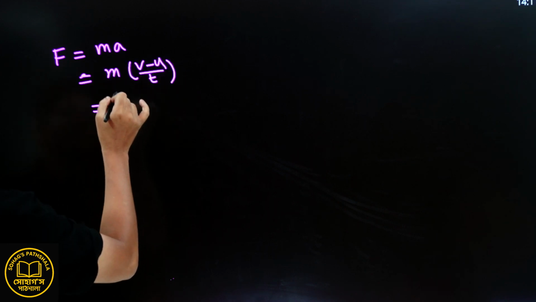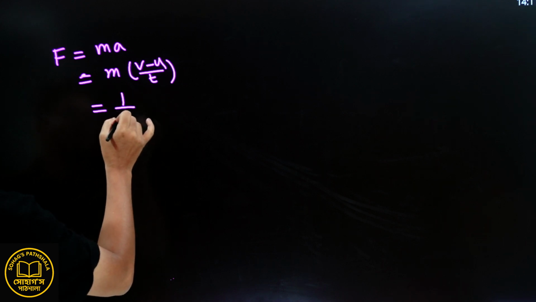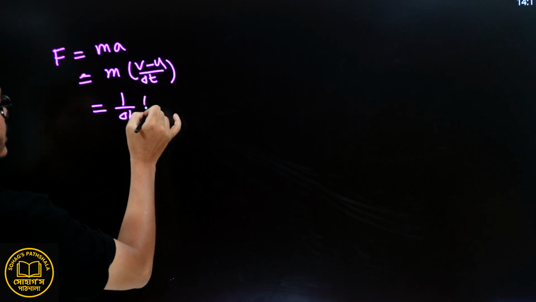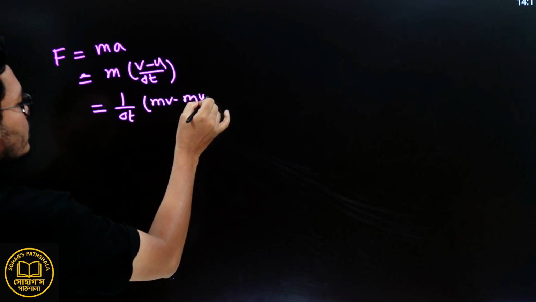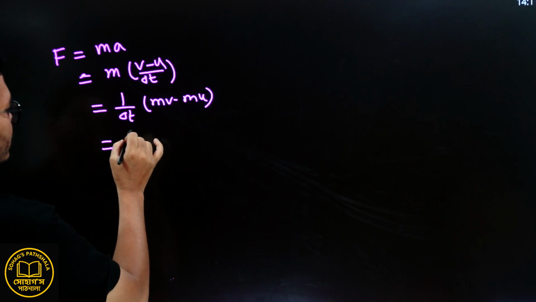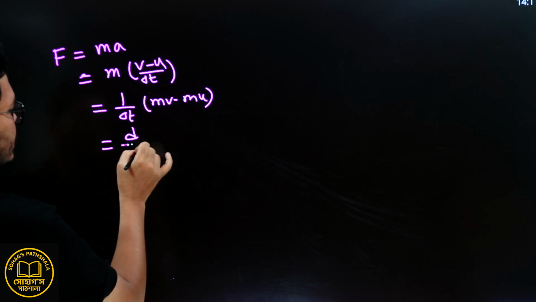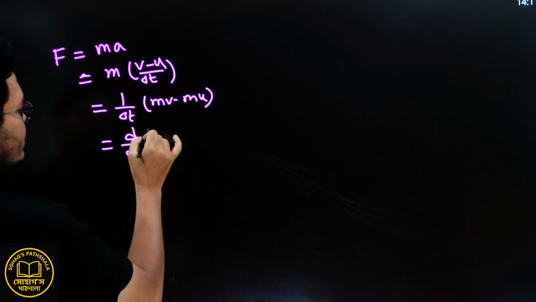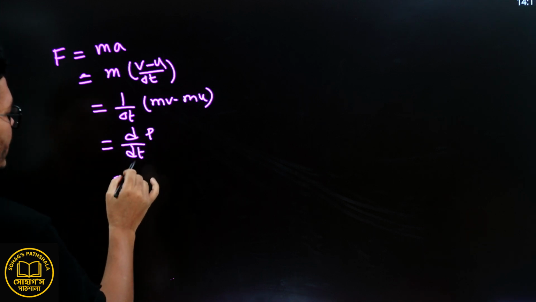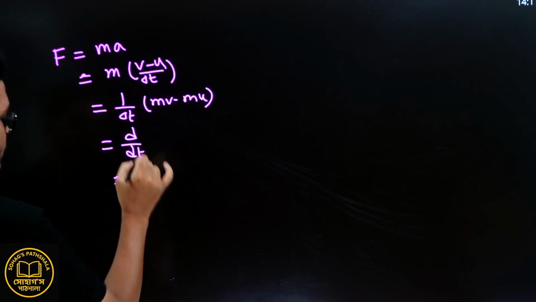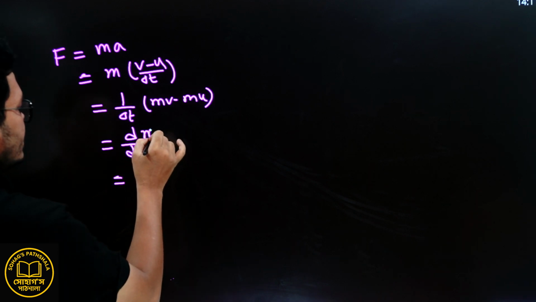So we can write 1 by t, that is 1 by del t, of mv minus mu, right? That is del p, meaning change in momentum. So in terms of change, the momentum is p, right? So d/dt of mv, we can write as the change in momentum.